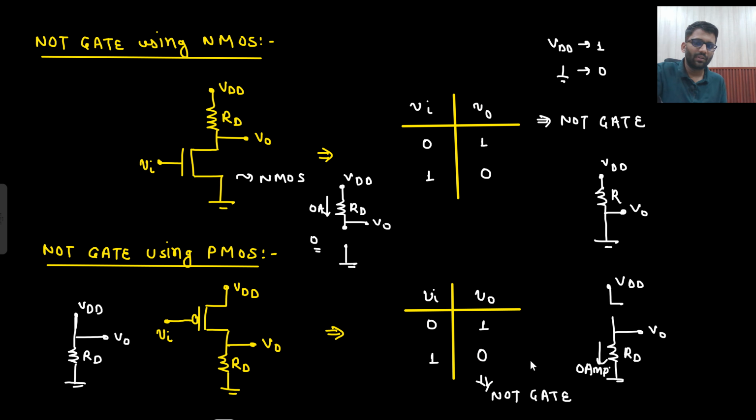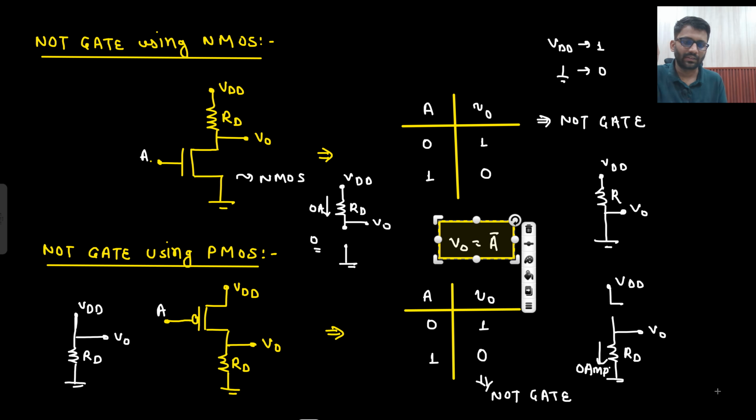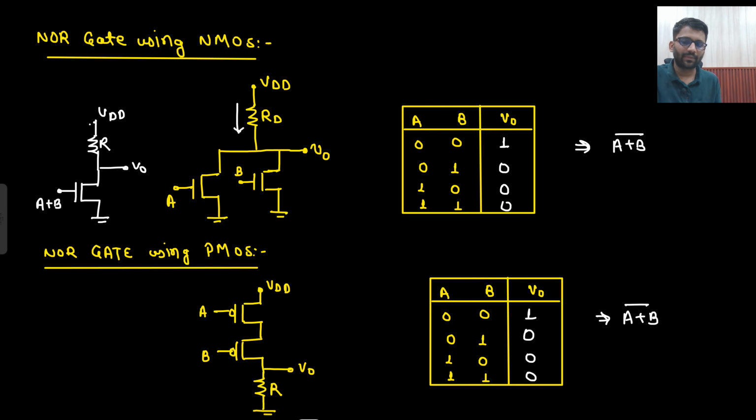Now one thing I know, if this is my circuit, then at V naught I just receive the bar of it. Better I put A here. If I put A here, at V naught I will receive the bar of it. V naught is equal to A bar in both of the cases. So here A plus B is applied, so at V naught you will receive (A plus B) bar.